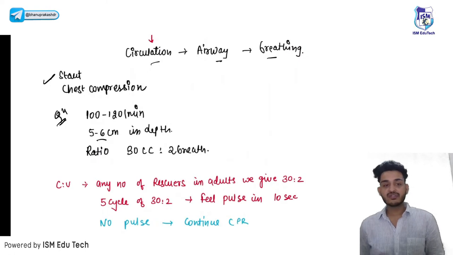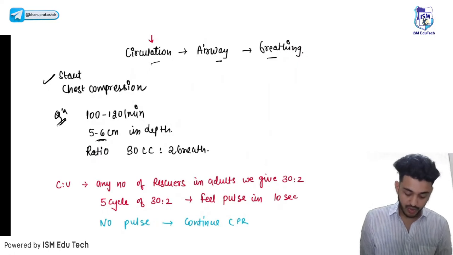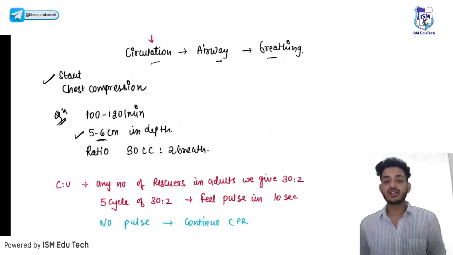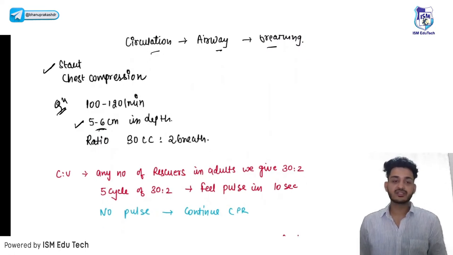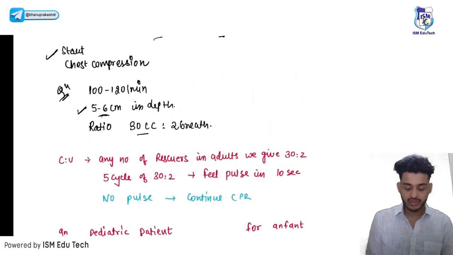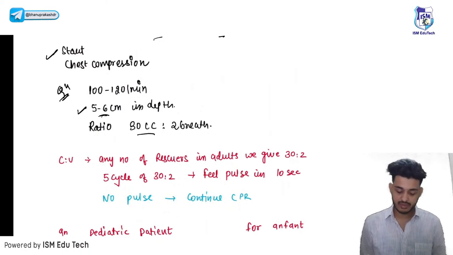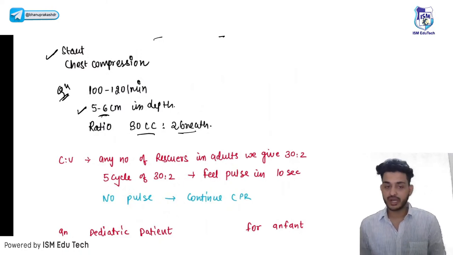What should be the depth that you are giving? You should give 5 to 6 centimeter in the depth. Don't look for the ribs and all those things. Just go 5 to 6 centimeter. What should be the ratio? The ratio should be 30 chest compression followed by 2 breath. 30 chest compression followed by 2 breath.